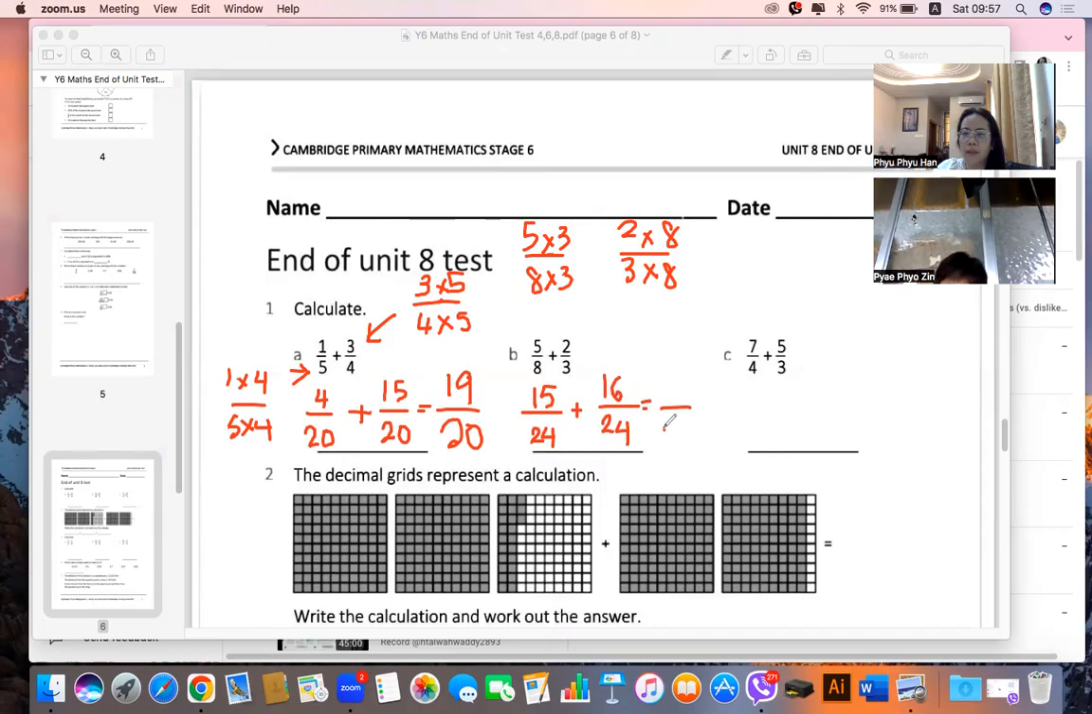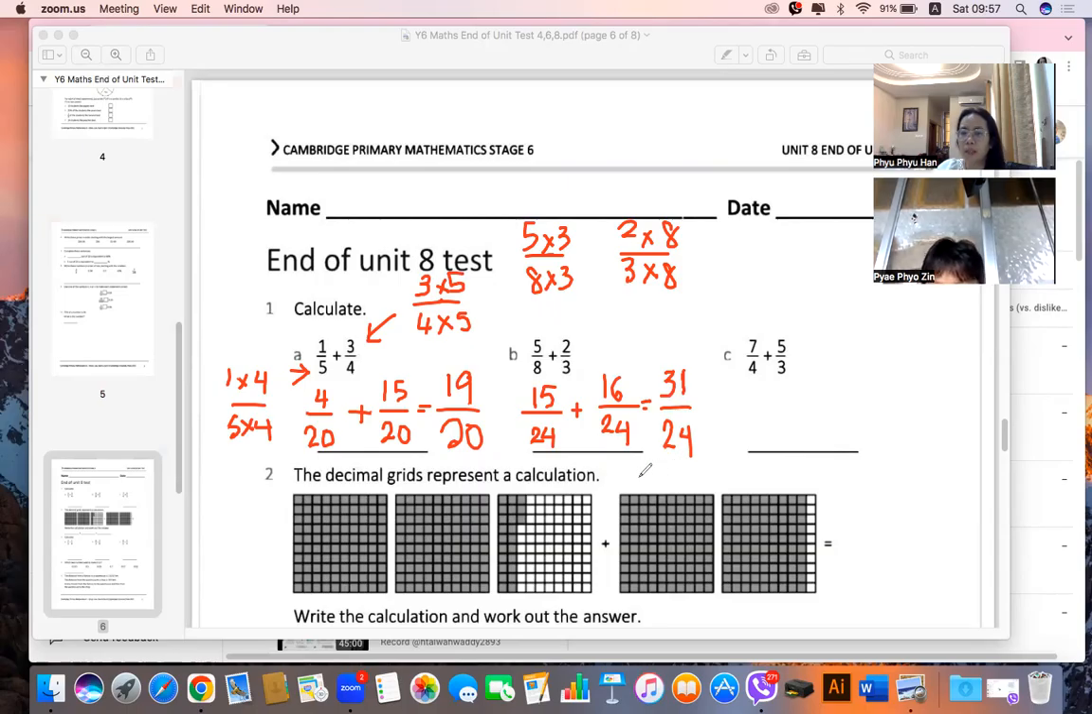Now we will add. So 24, the top one, what do we get? 5 plus 6 is 11, I write 1. So 1 plus 1 plus 1, what do we get? 31. Yes, 31. So this is in its simplest form, we cannot make it into another simpler form. But you can see the numerator is bigger than the denominator.